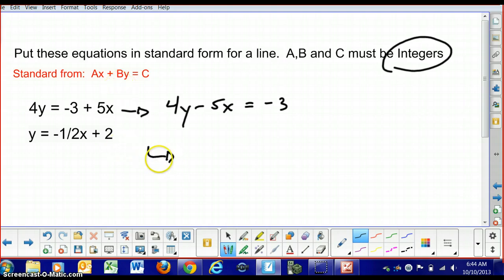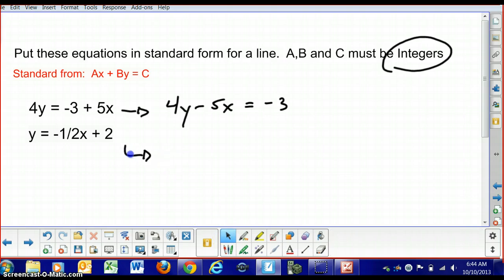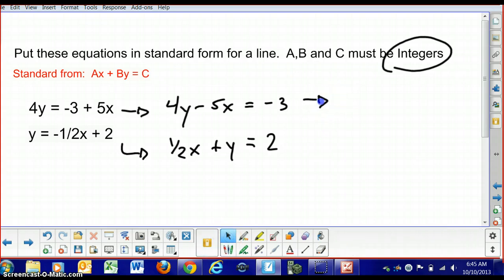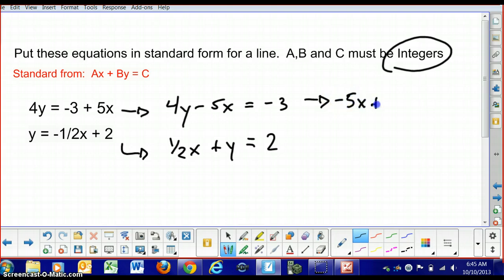Let me come down here and do the same thing. So I want to bring the x over, so go ahead and add 1/2 x, and I'm going to be smart enough this time to write the x first. So positive 1/2 x plus y equals, and then we're left with only a 2 on that side. Alright, so now let me go ahead and fix this all up, on the top at least. So on the top here, I'm going to do the x first, so I get negative 5x plus 4y equals negative 3.